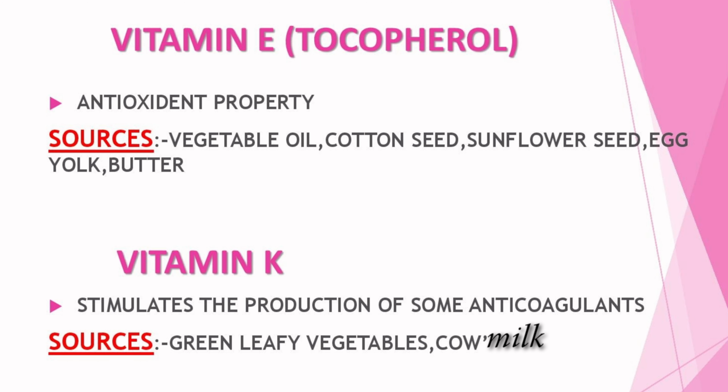Next one is vitamin E. It is also called tocopherol. It has antioxidant property. The sources of vitamin E are seen in vegetable oil, cotton seeds, sunflower seeds, egg yolk and in butter. The last one is vitamin K. It stimulates the production of some anticoagulants. The sources of vitamin K are seen in green leafy vegetables and cow milk.